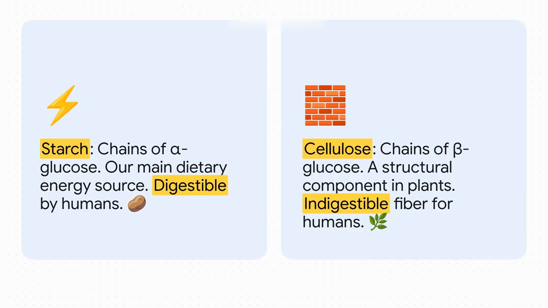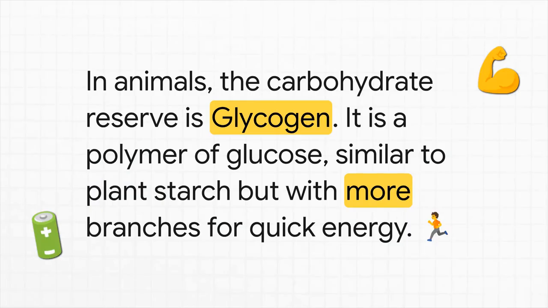And boom, here it is, the big payoff, the reason we spent all that time talking about alpha and beta. Starch, the stuff in potatoes and rice, is just a long chain of glucose molecules linked by alpha bonds. Our bodies have the right enzymes to break those bonds and get energy. But cellulose, the stuff that makes celery crunchy, is a long chain of glucose linked by beta bonds. And we don't have the enzyme to break that bond, so potatoes are energy, celery is fiber. And the only difference is the direction that one little bond is pointing.